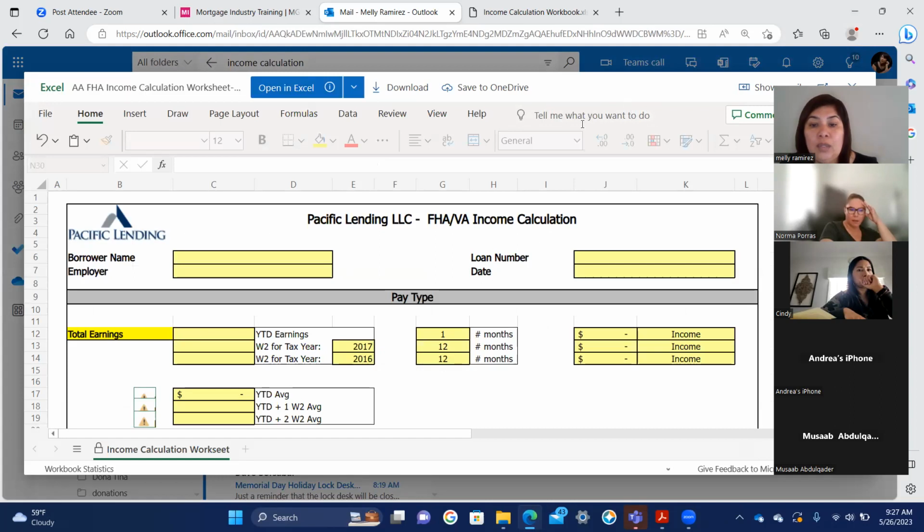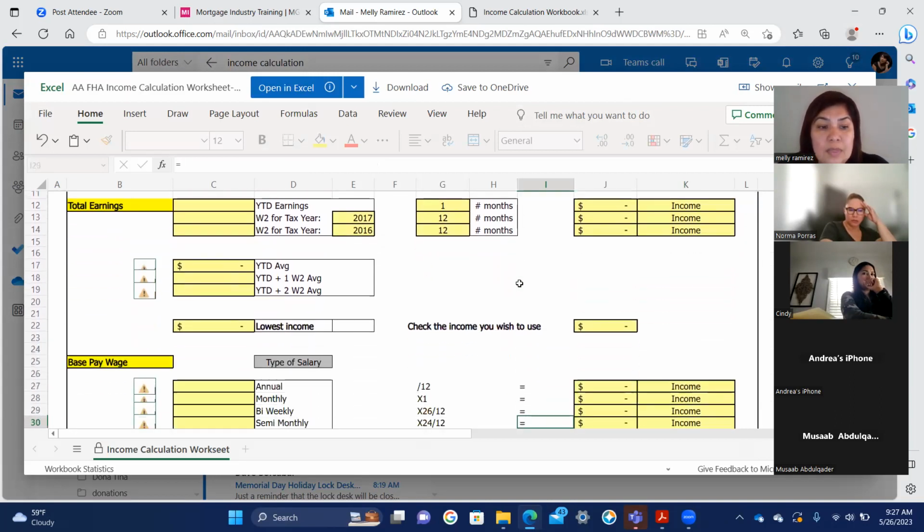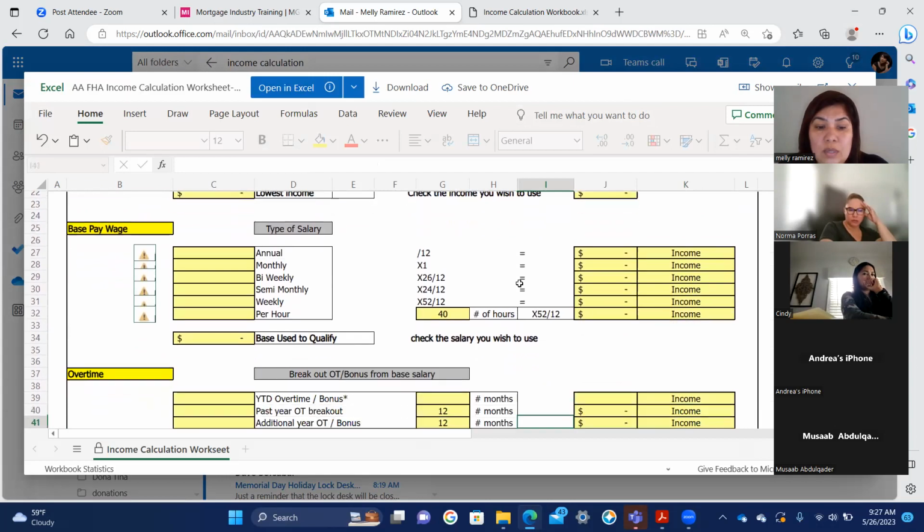So this is the one I use. This is the one, you will find it on the Pacific Lending. This is the one I use.